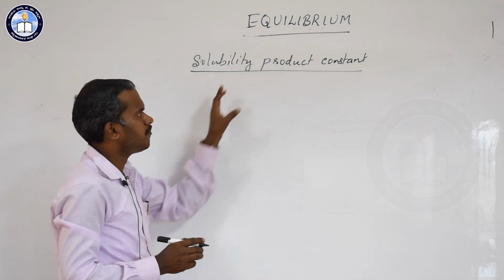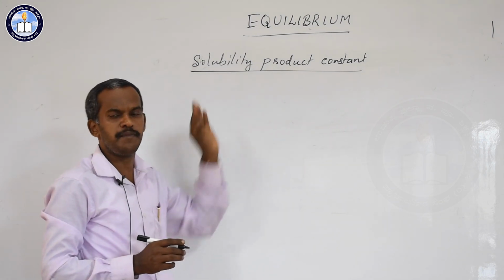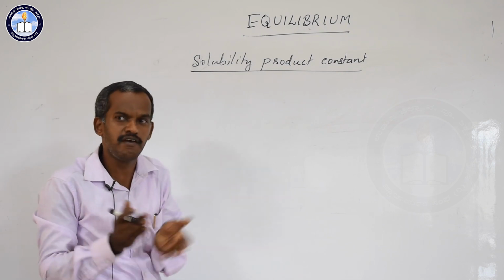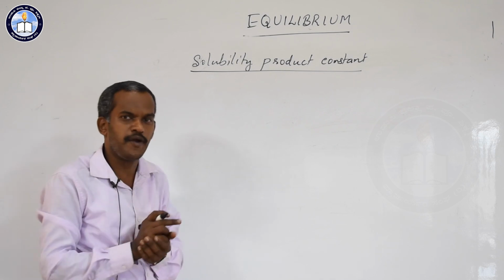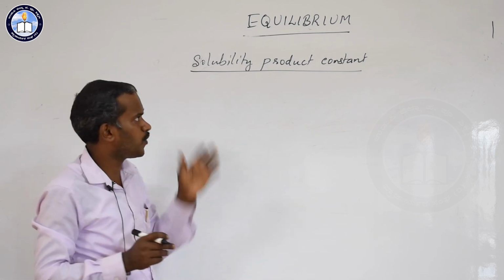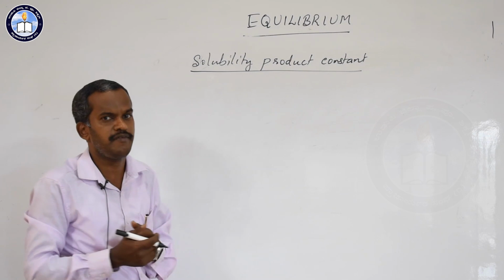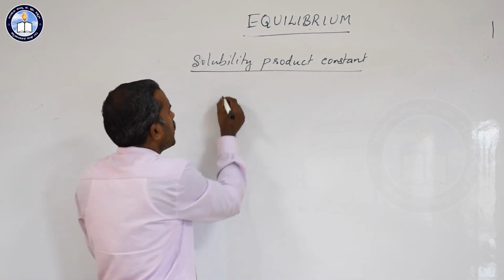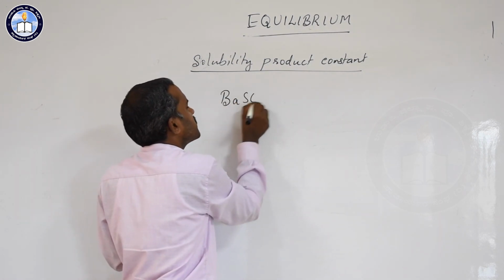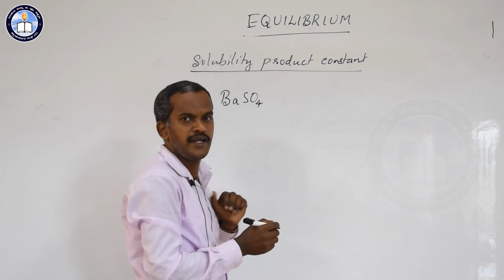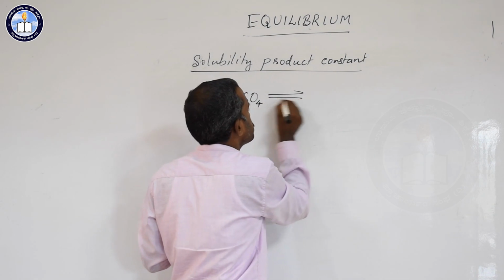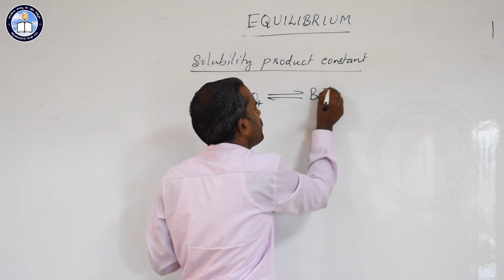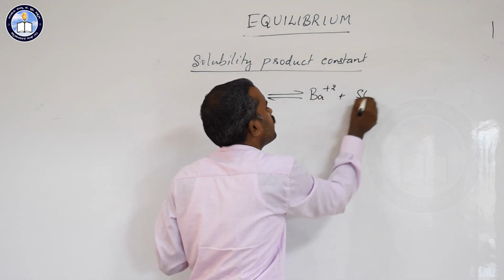Solubility product constant we can express generally for sparingly soluble salts. Let me take up one example, then you try to understand what the solubility product is and how we can derive it for different types of salts. Let me take the example of barium sulfate, BaSO4, which is one of the examples of a sparingly soluble salt. It partially dissociates to give barium ion, Ba2+, and SO4 2-.